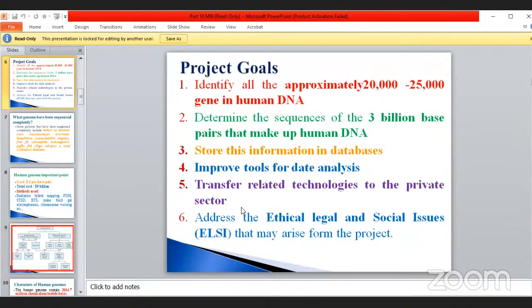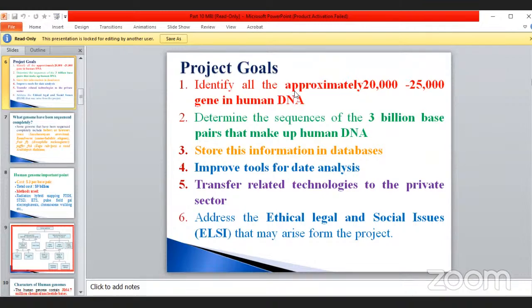Okay, and then address the ethical, legal, and social issues. It is also very, very important. ELSI. It is mostly asked in explanatory questions. ELSI that may arise from the project. So these are the main goals of the HGP.